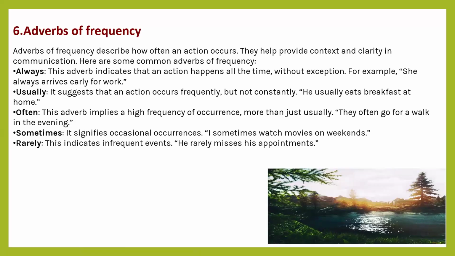Usually suggests that an action occurs frequently but not constantly, but not always. He usually eats breakfast at home. Often implies a high frequency of occurrence, more than just usually. They often go for a walk in the evening. Sometimes gives the meaning of occasional occurrence. I sometimes watch movies on weekends.